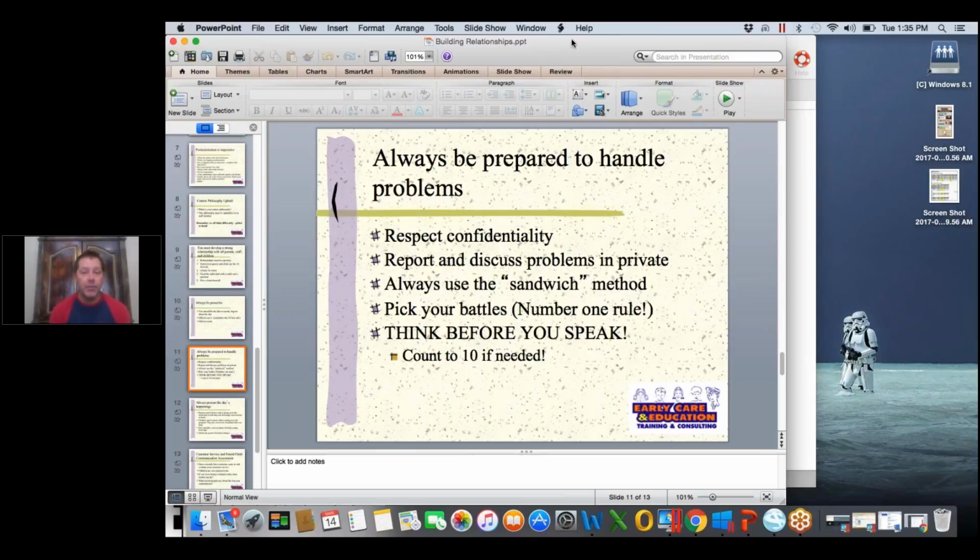Teach the children the sandwich method. And I know this sounds corny, and I know some of y'all are laughing and rolling your eyes right now, but it works. It works. But teach the children that, when there's a conflict, say something positive. Discuss the issue, close with something positive.